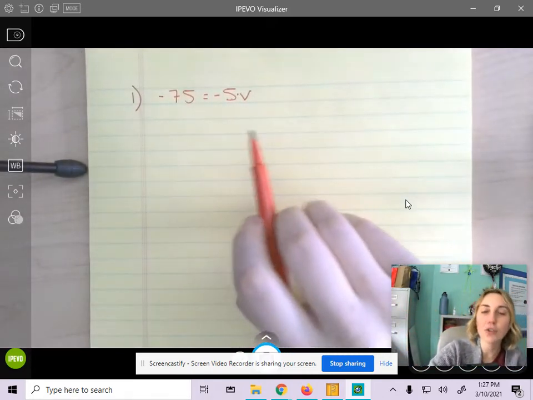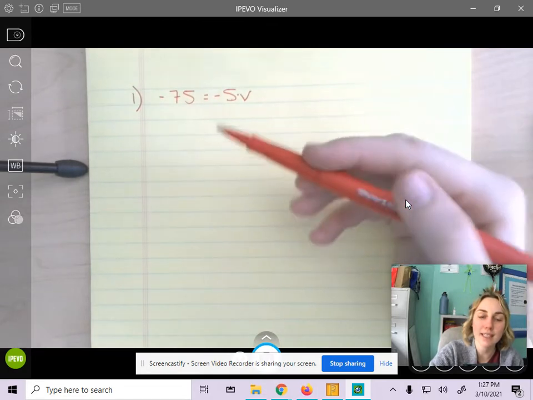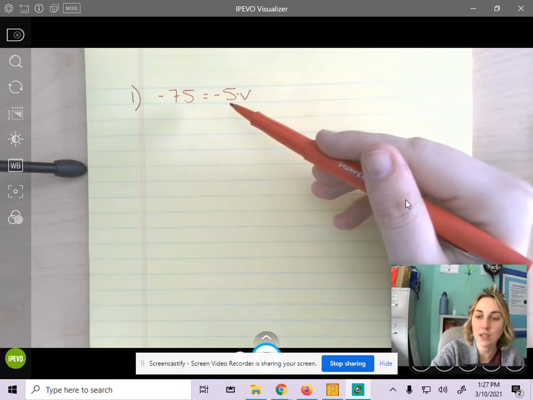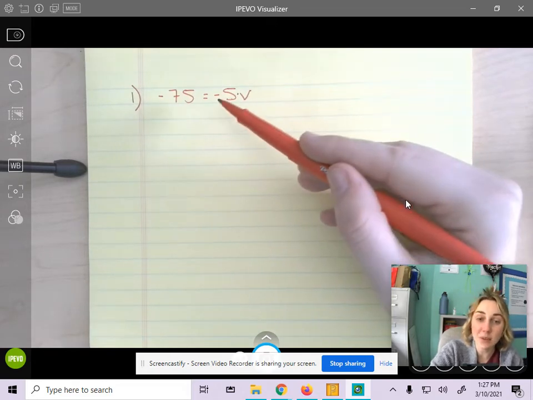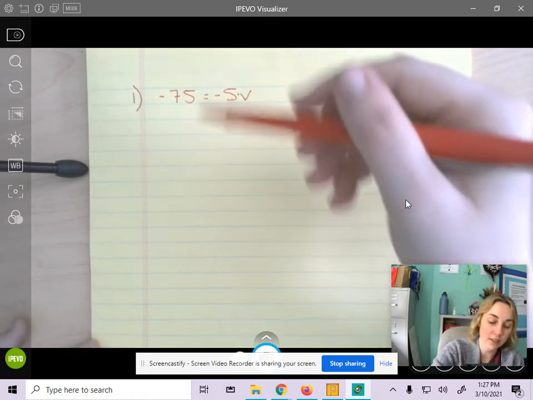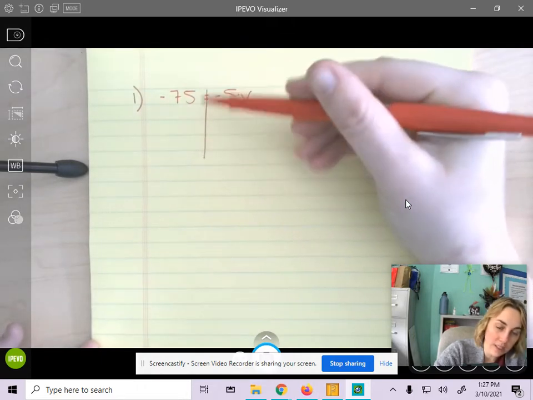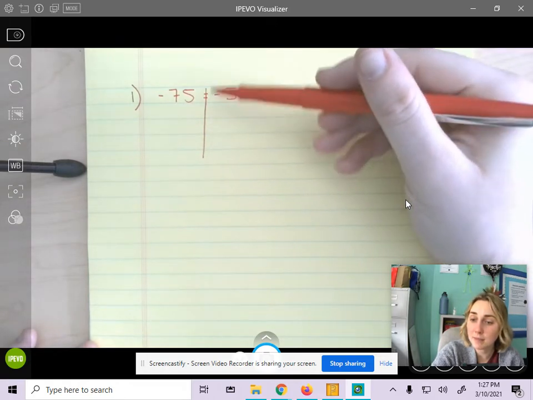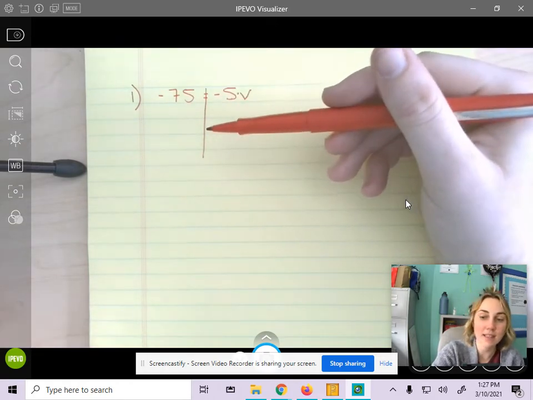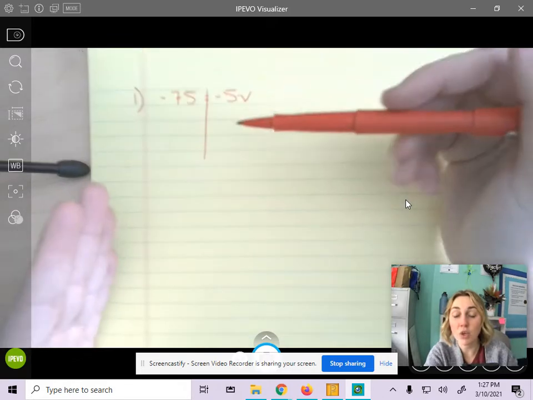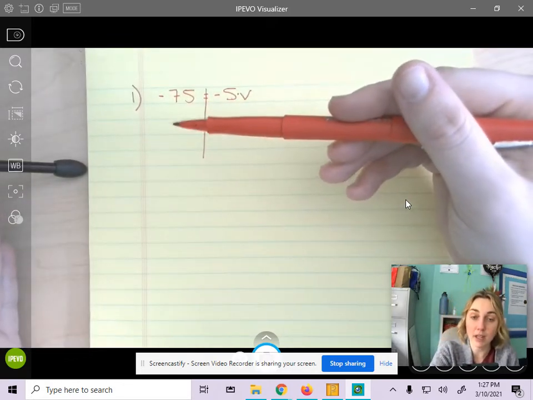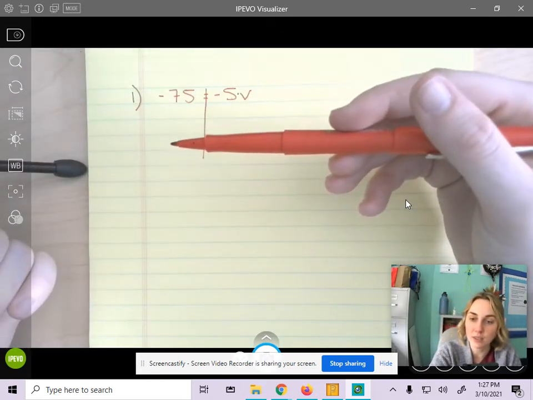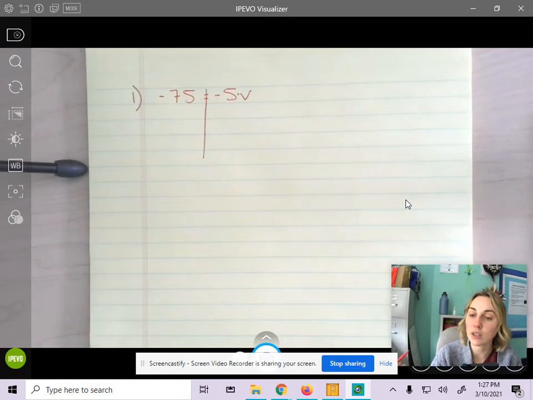So the whole point of a 1-step equation is we want to isolate our variable, which is v. We want to get it by itself on this side of the equal sign. That means we need to get rid of this -5. First, I'm going to make a balance beam through the equal sign. Whatever you do on one side of the balance beam, you have to do on the other side as well, to keep everything in balance so you can get the correct answer.